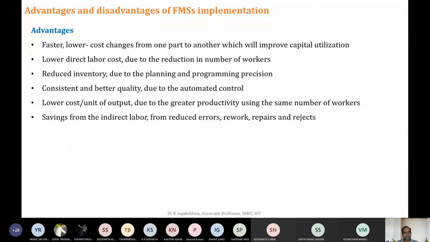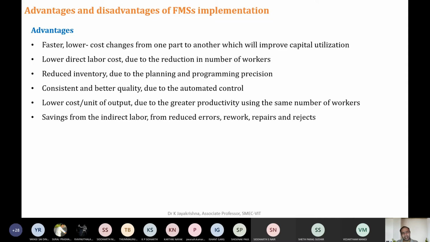Okay, what are the advantages? It is fast. When you want to change something, it's very fast. You have a reduced number of labors, so reduced complexity. You can have less inventory because you'll be planning everything ahead, and your quality will be consistent because everything is going to be automated. Quality is going to be high, and the cost for manufacturing one product will be low, because of fewer workers and less complexity, so more production with high quality.